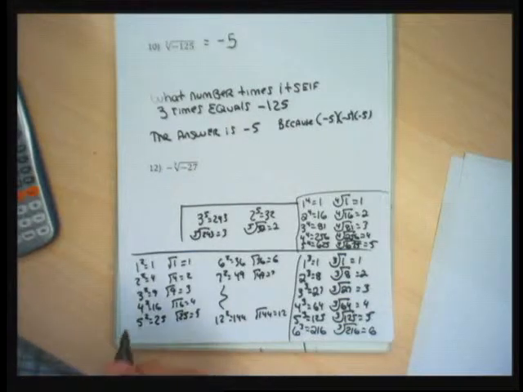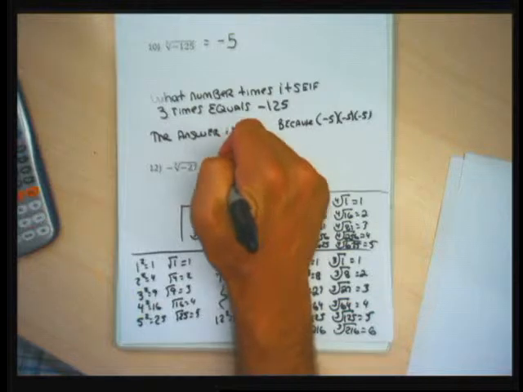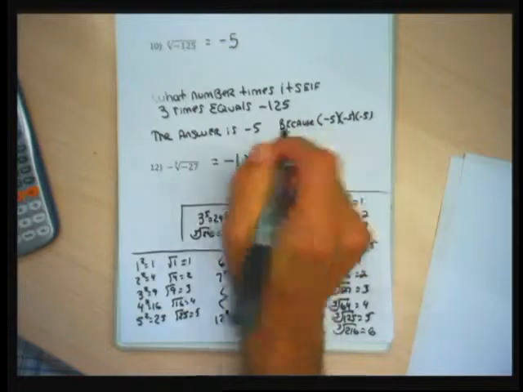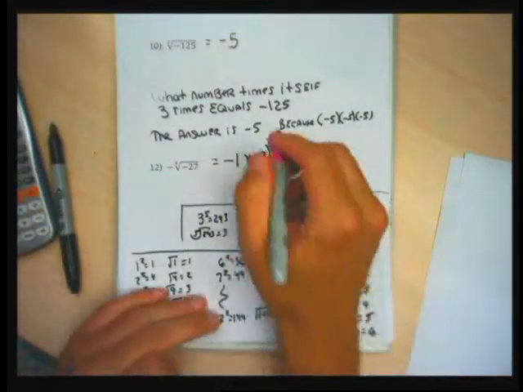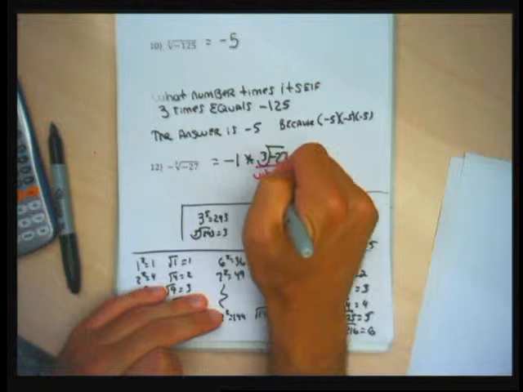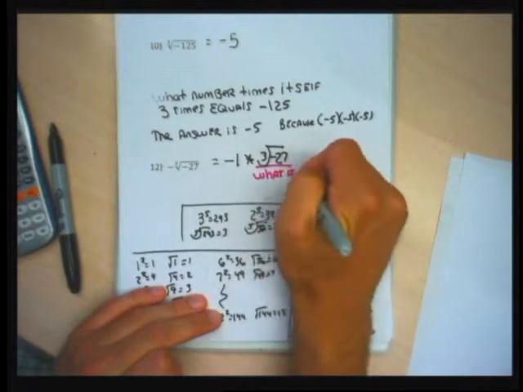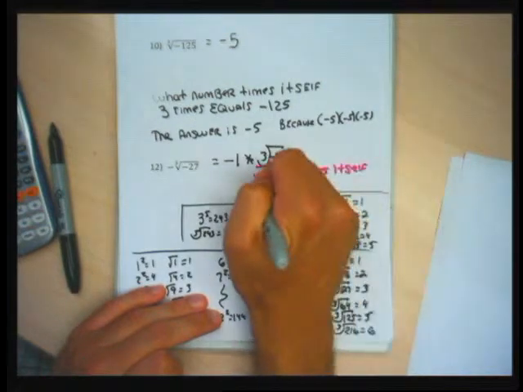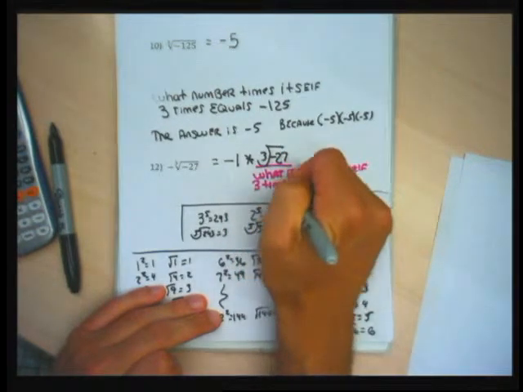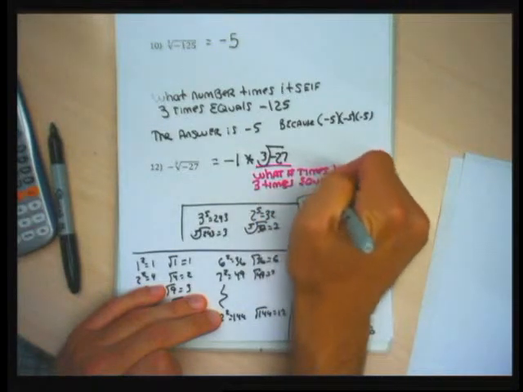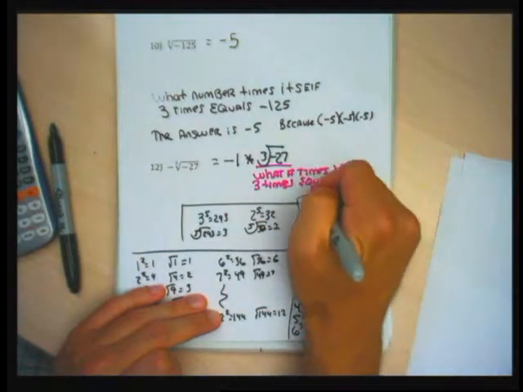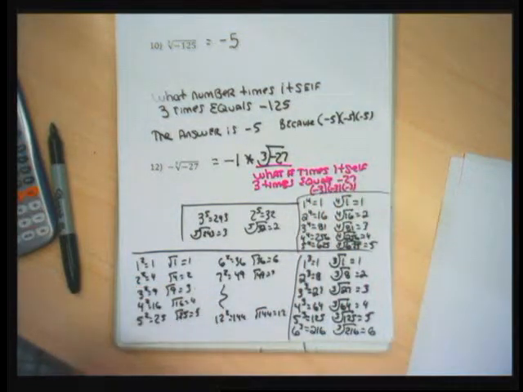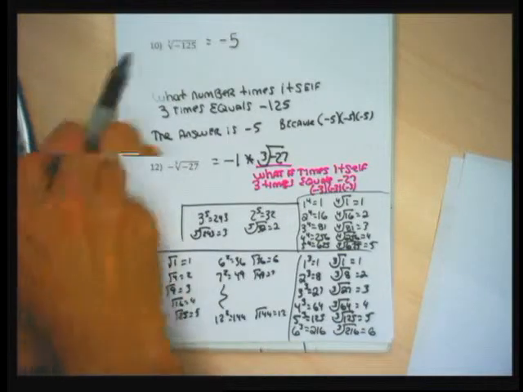For 12, it's pretty complicated because this is really asking me to do -1 times the cube root of -27. The cube root of -27 asks me what number times itself 3 times equals -27. And because -3 times -3 times -3 equals -27, the cube root of -27 is equal to -3.